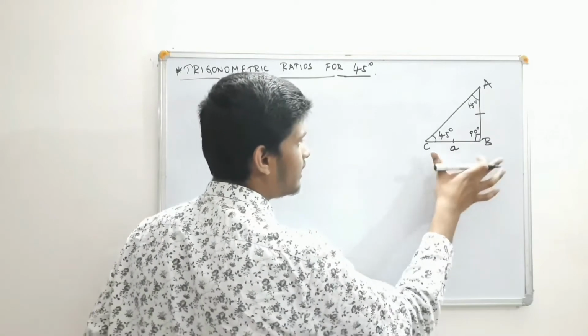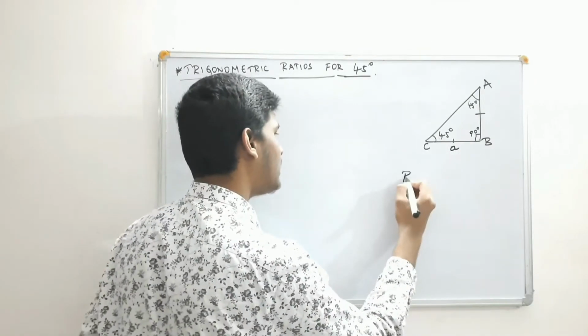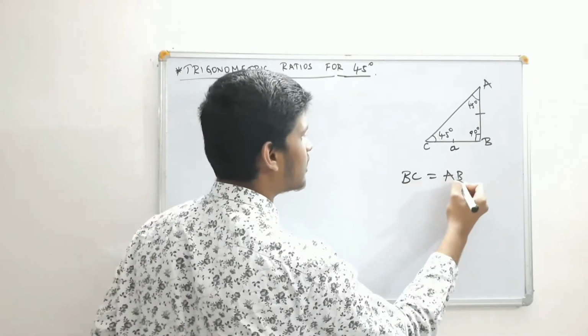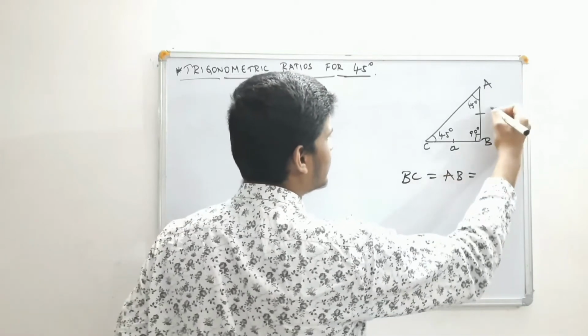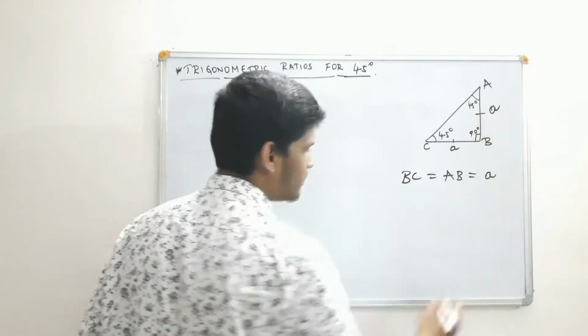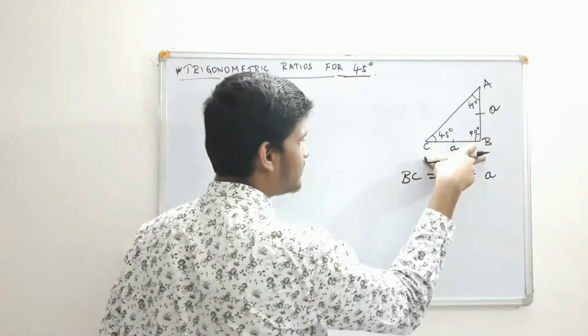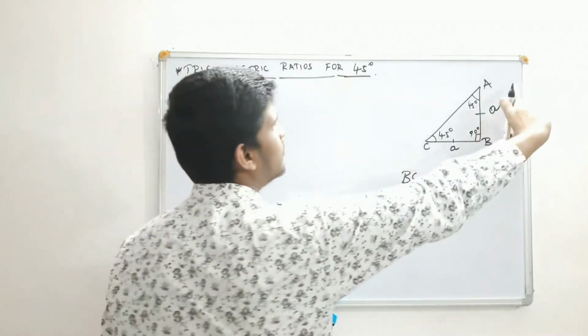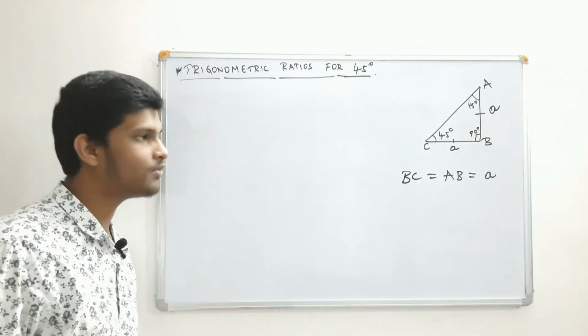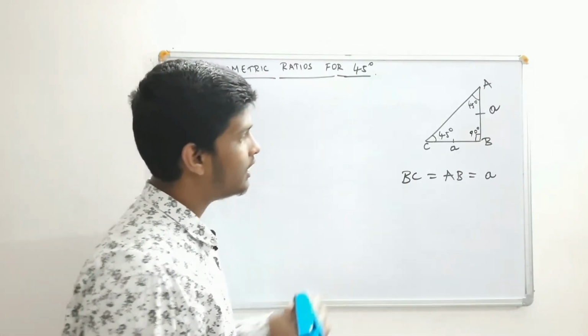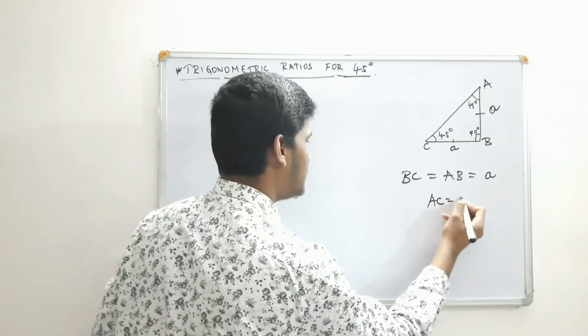Okay, so let's take BC as A, and we know that BC is equal to AB. So if BC is equal to A, then AB also will be equal to A, some A units of length. So now we know this base and this height, so from this let's find the length of AC, that is the hypotenuse. We don't know it yet.